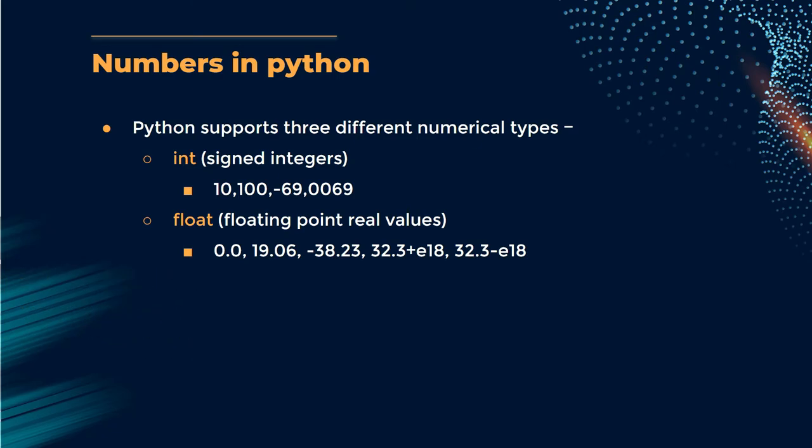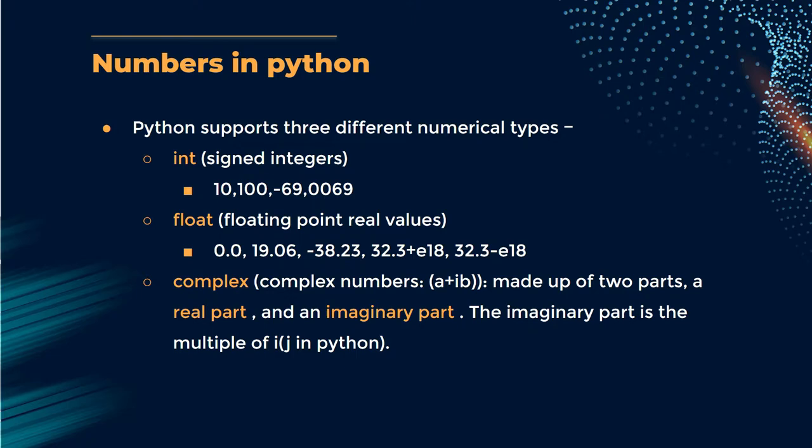And the third type of numbers in Python is complex numbers. Complex numbers are of the form a plus ib, where a is the real part of that expression, and ib, the part which is coupled with i, is the imaginary part. But in Python, the imaginary part is coupled with j, it's our terminology again. There's nothing wrong in that. So 3 plus 4j is an example of a complex number in Python. That is it. These are the three numerical types we can use in Python.